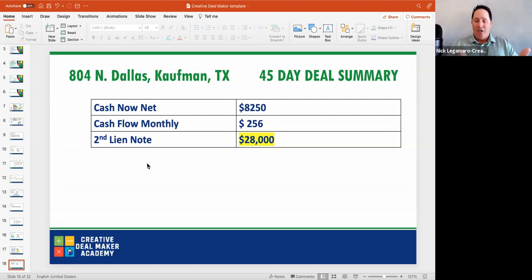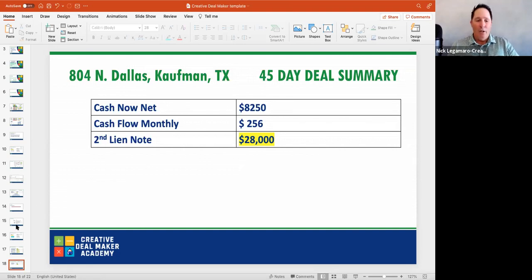So did we accomplish that in this example? And the answer is absolutely yes. Okay. And it's a very doable, repeatable, scalable model. So the cash now is 8,250, cash flow is 256, and the second lien value is $28,000.